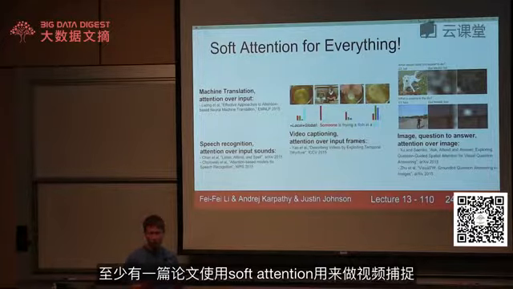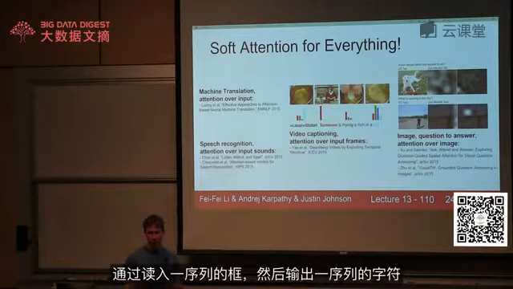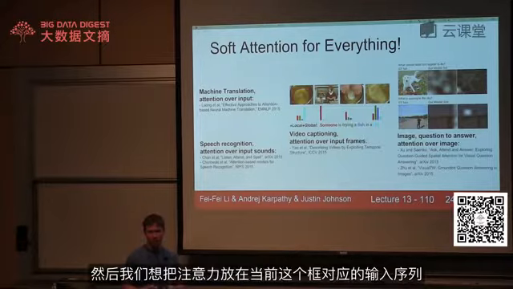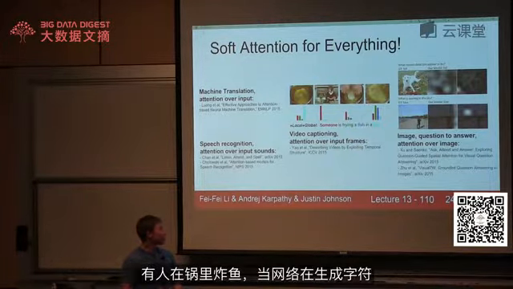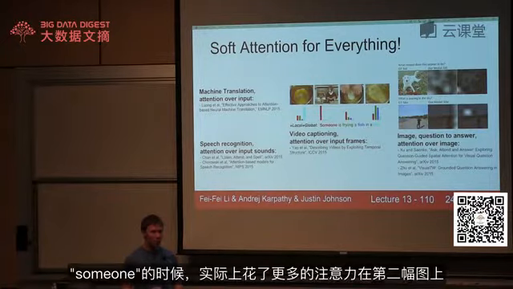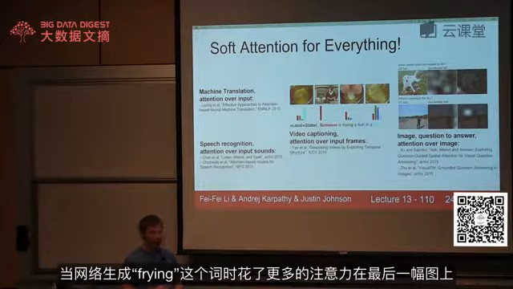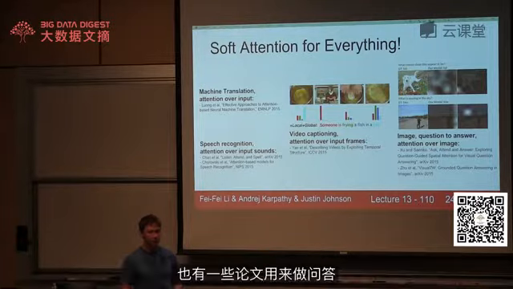So here you read in some sequence of frames, and then you output some sequence of words. And you want to have attention over the frames of the input sequence as you're generating your caption. So you could see that maybe for this little video sequence, they output someone is frying a fish in a pot. And when they generate the word someone, they actually attend much more to this second frame in the video sequence. And when they generate the word frying, it attends much more to this last element in the video sequence.